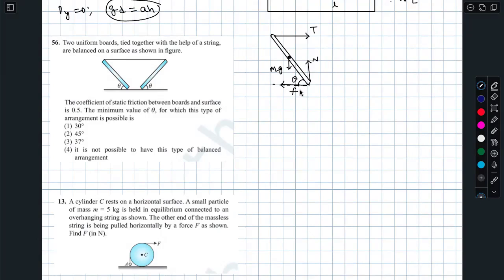Next, the coefficient of static friction between the boards and the surface is 0.5. Minimum value of theta for which the arrangement is possible.